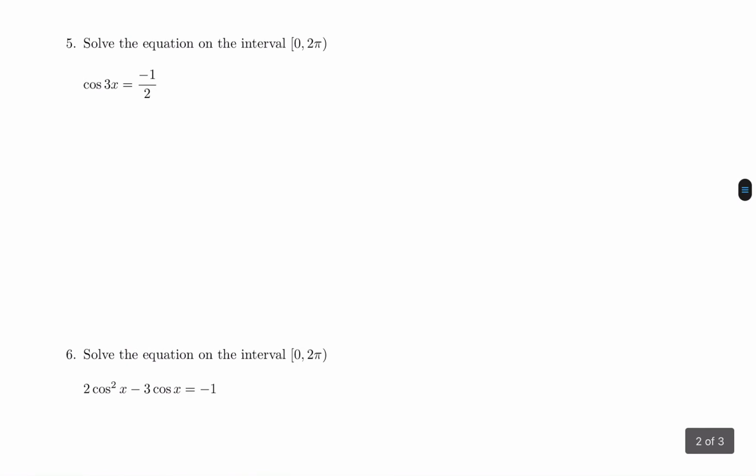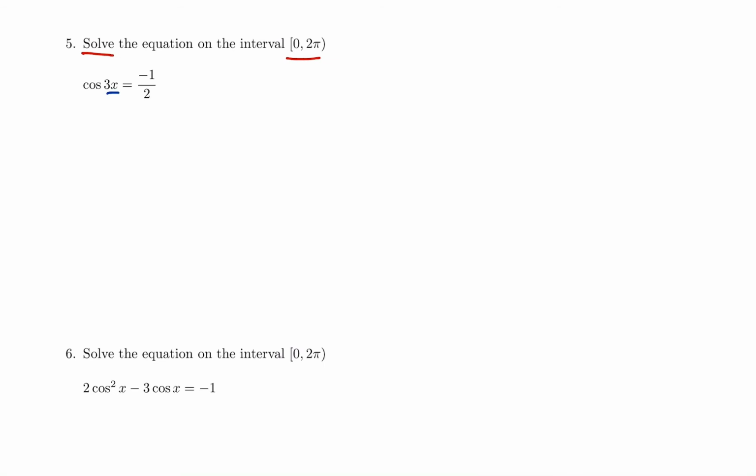So let's look at number 5. Number 5 says solve, right? Again, this is another type of problem. Solve the equation on this interval. Okay. So that means I want to find the unknown variable's value. So here x is unknown, so I want to find x values.